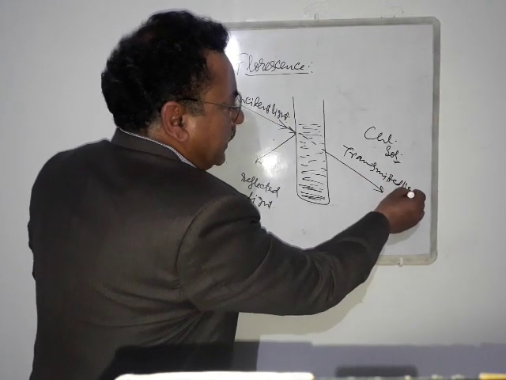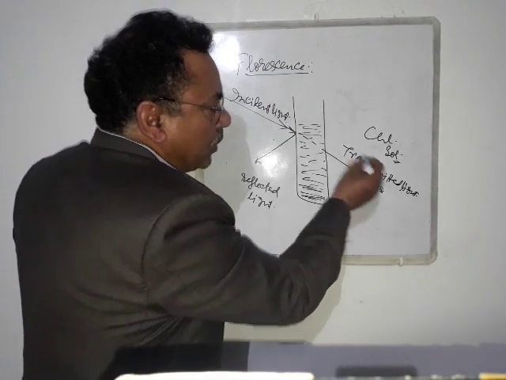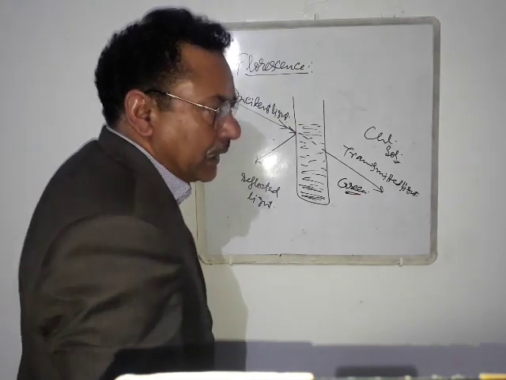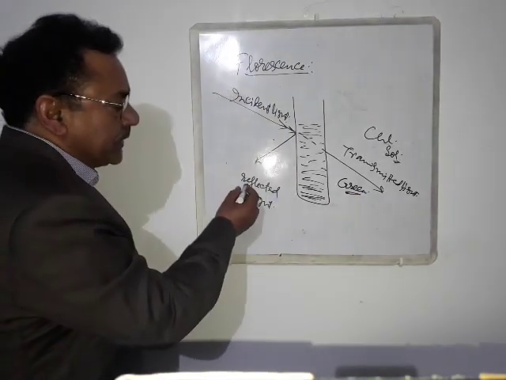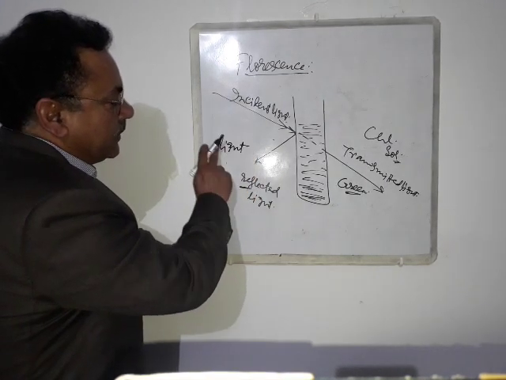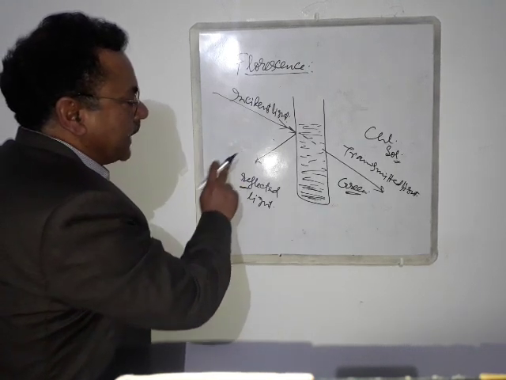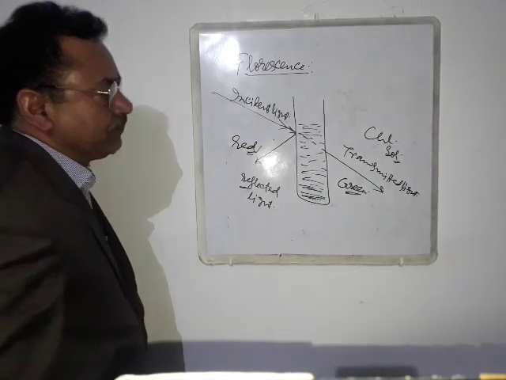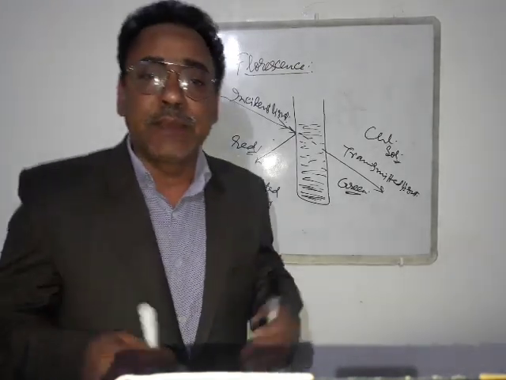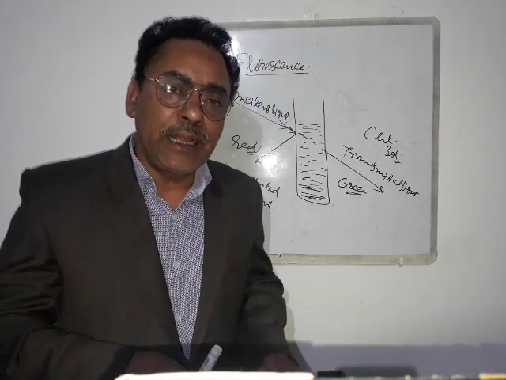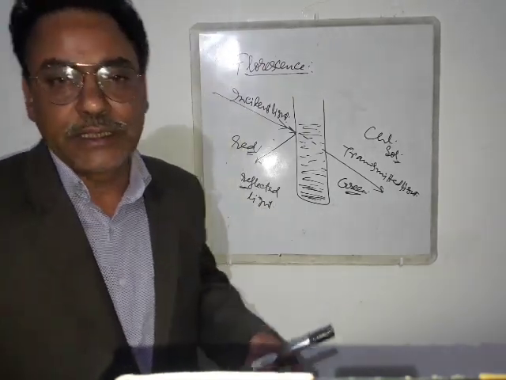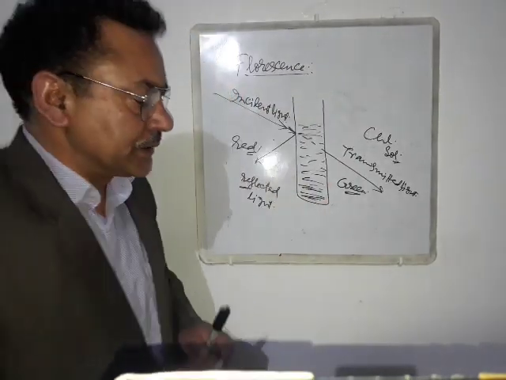If you see this solution in the transmitted light, it will appear normally green in color. On the other hand, if you see this solution in the reflected light, it will appear red in color. So this paradoxical situation arises, that the solution simultaneously appears red and green when viewed through reflected light or transmitted light. This is because of fluorescence.